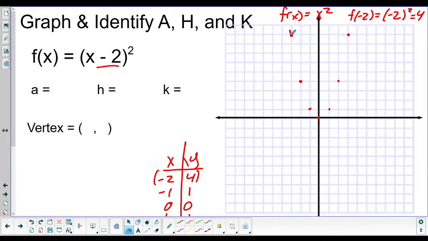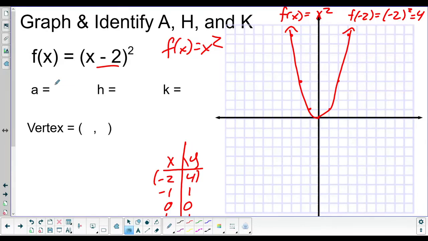So this is a really good graph. Ooh, it was a really good graph till I got a little shaky there. Of our parent function, this is just f of x equals x squared. Now let's check our transformations.